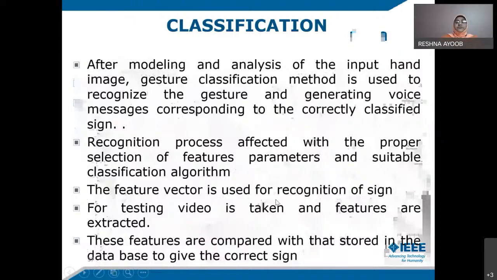The feature vector is used for the recognition of this sign. For operating this automatic sign language system, a video is taken. From that video, after segmentation and tracking, all features are extracted, and it is compared with that stored in the database to give the correct sign.